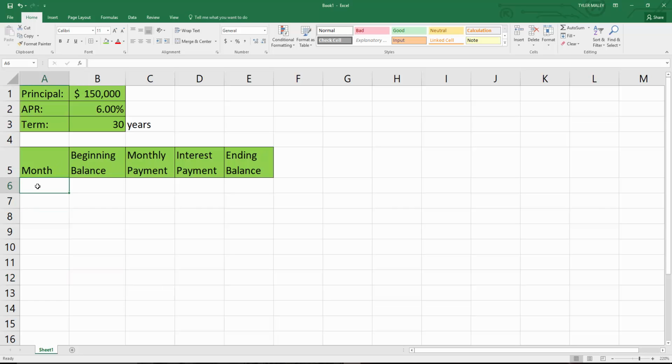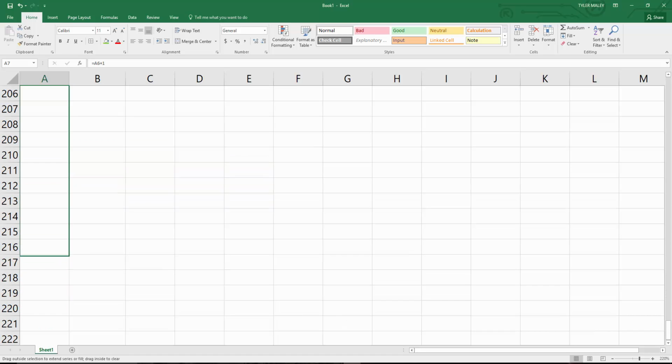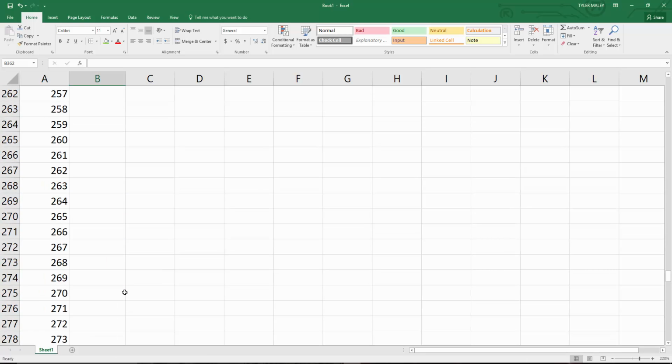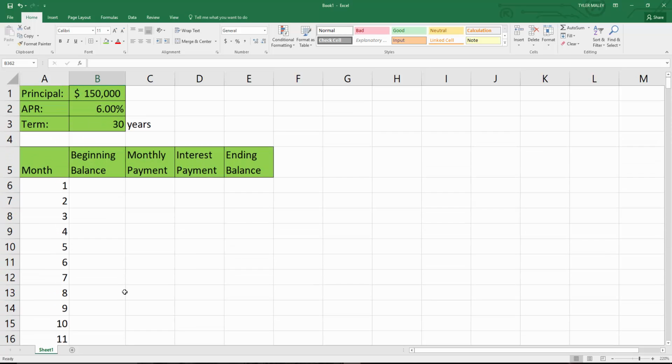And then we have month 1, and then equals, and then I'm going to use a formula in Excel, right, to add 1 each time, because we need to go all the way down to 360, right, months. So that's in row 365. So I need to drag this all the way down to row 365, and that gives me 360, right? So an amortization table, right?